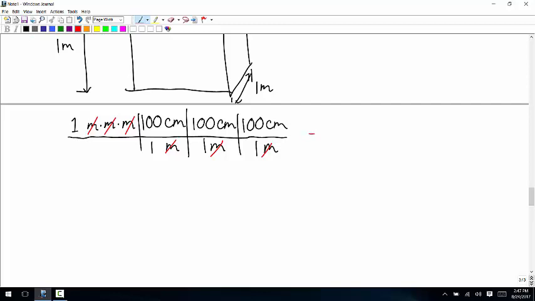And so the number that we have is 100 times 100 times 100, which is 1,000,000 centimeters cubed. So 1,000,000 of those cubic centimeters fit into a cubic meter. Any questions about that?